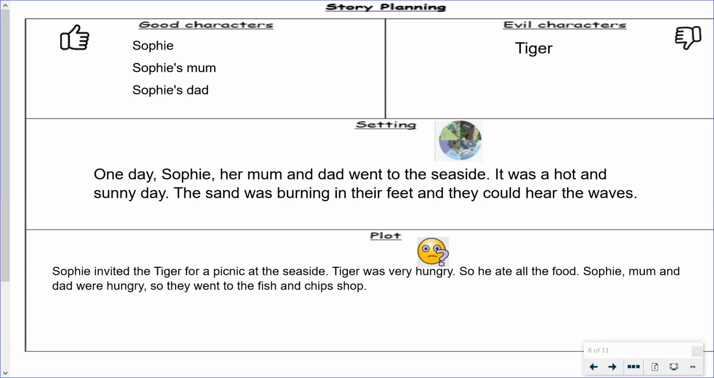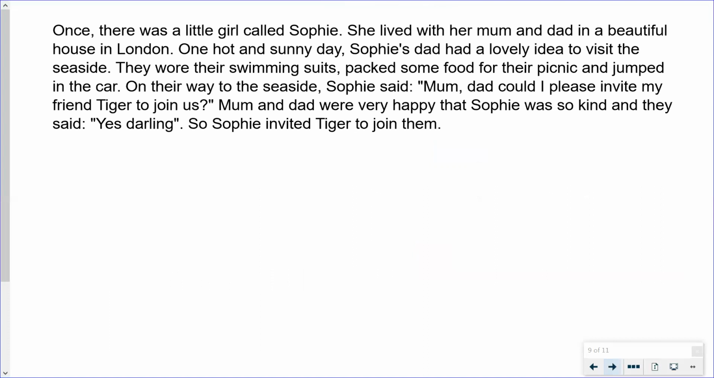Fantastic. It is that the tiger ate all their food. Now, what is the solution that they found? Good job. They thought, actually, that they could go to the fish and chip shop. Fantastic. Okay, so let's move on and start writing the rest of our story. But first, let's read it to make sure that it makes sense.